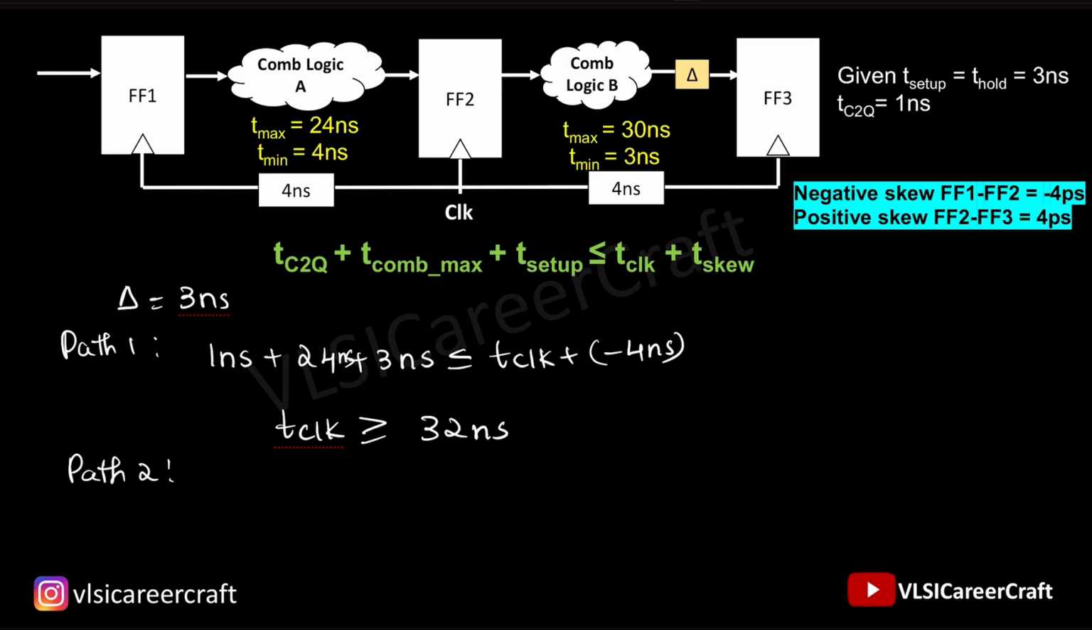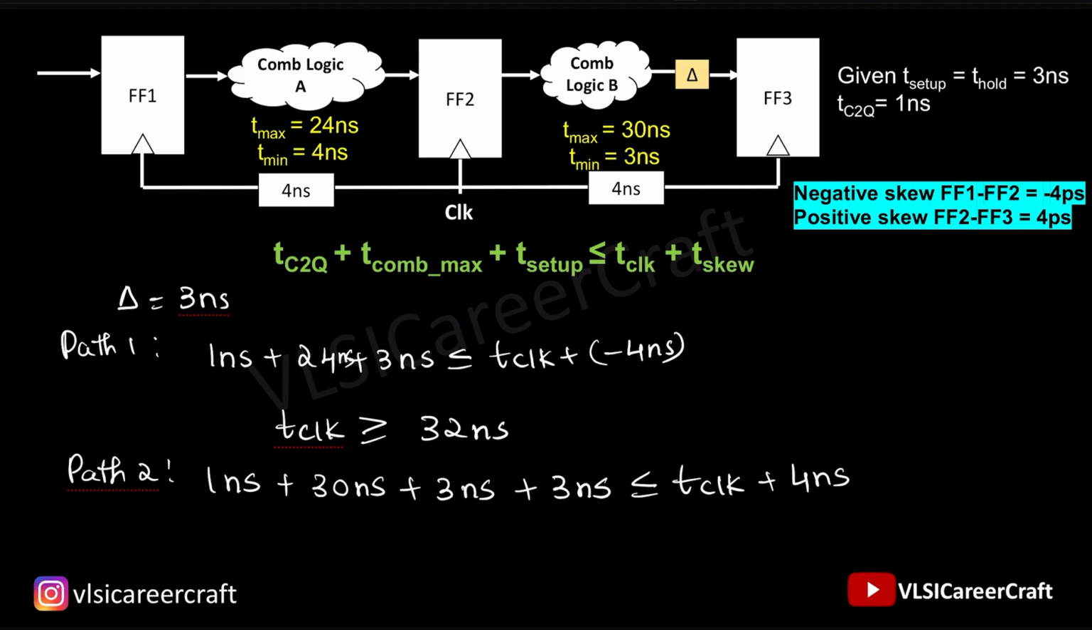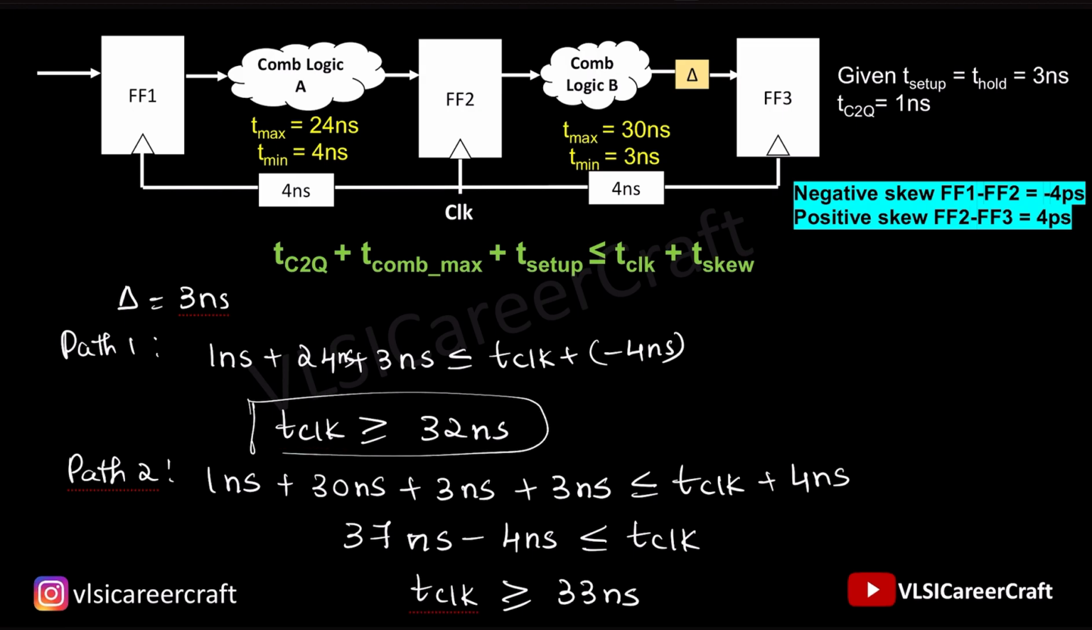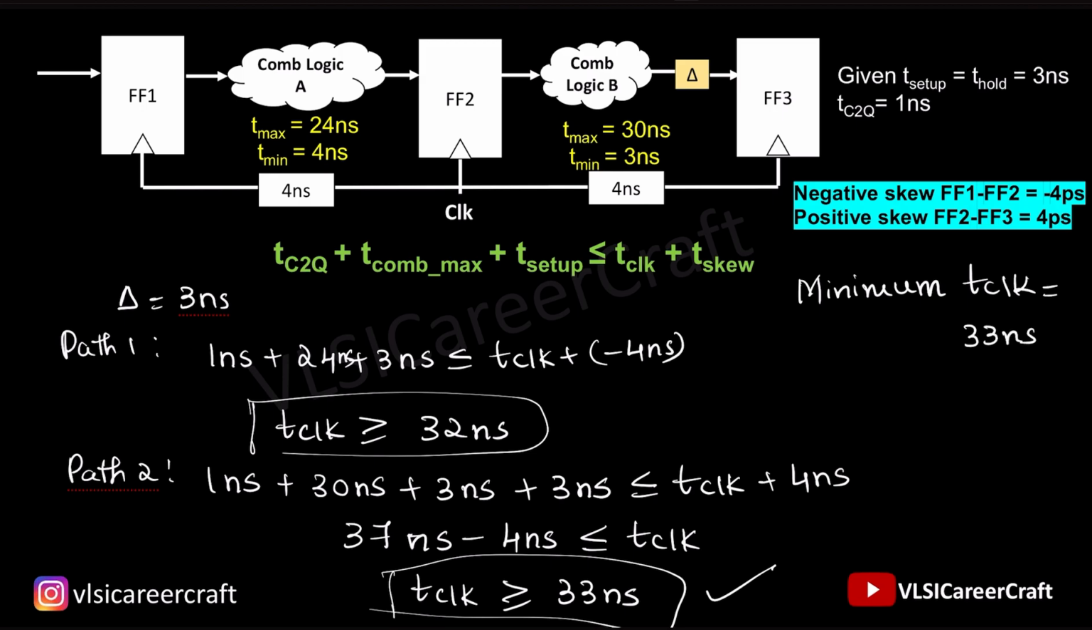For path 2, we have the added delay. That gets added delay of 3 nanosecond, plus setup of 3 nanoseconds again, less than or equal to T clock plus positive skew of 4 nanosecond. That gives us 30 plus 34, 37 nanosecond minus 4 nanosecond. So T clock should be greater than or equal to 33 nanosecond. Here we have the worst case as 33 nanosecond. So the minimum clock period of the modified system is nothing but 33 nanosecond.